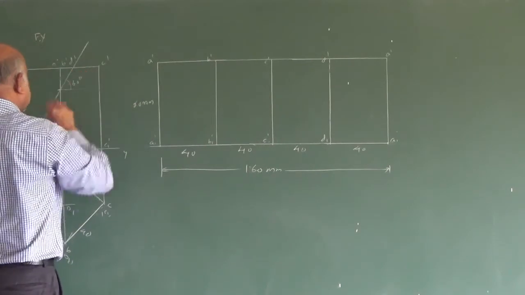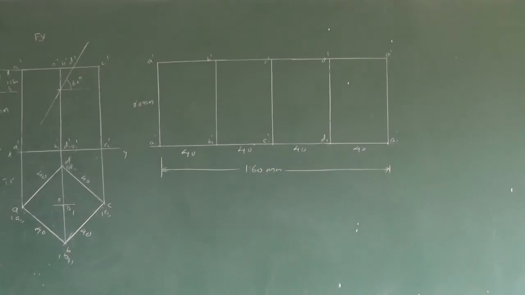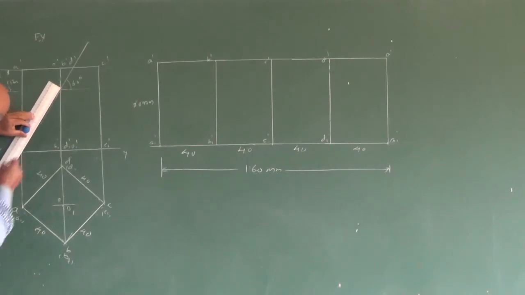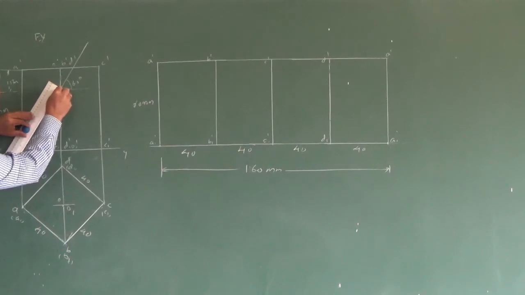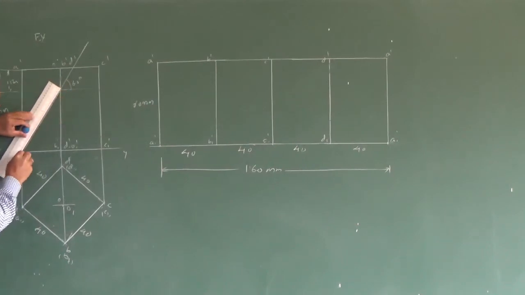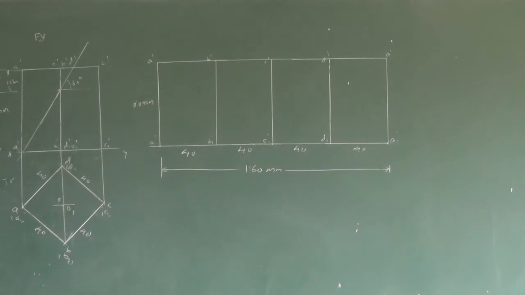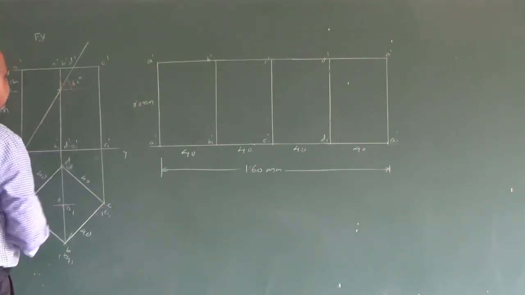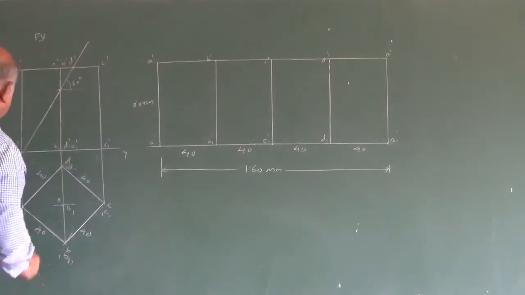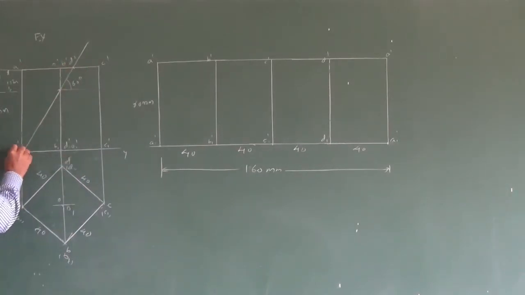This is 60 degrees. It is going to pass through this point, 60 degrees, and it is going to cut this A1 at 1.